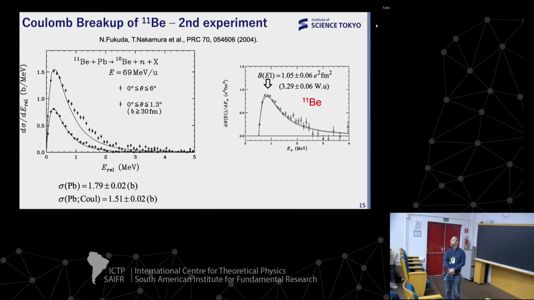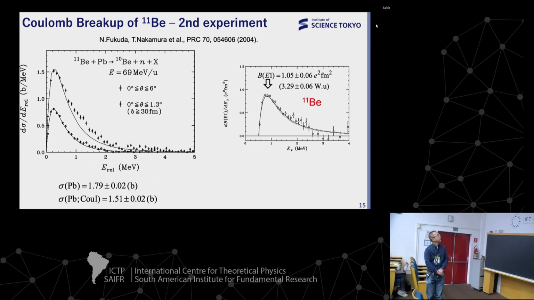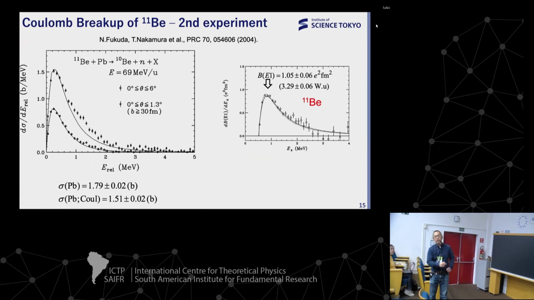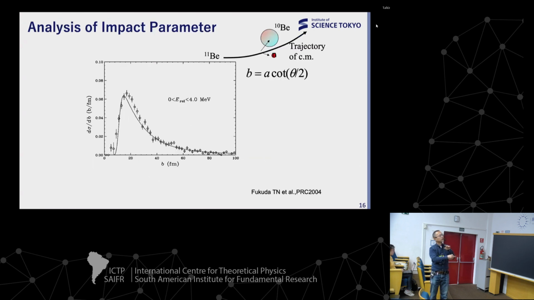Yes? Is the 1.3 angle the upper or the lower? Which graph is it? The upper one or the lower one? This curve is for the selected angles. The lower angles, lower angles meaning large impact parameter, right? According to this, right? You know cotangent, right?